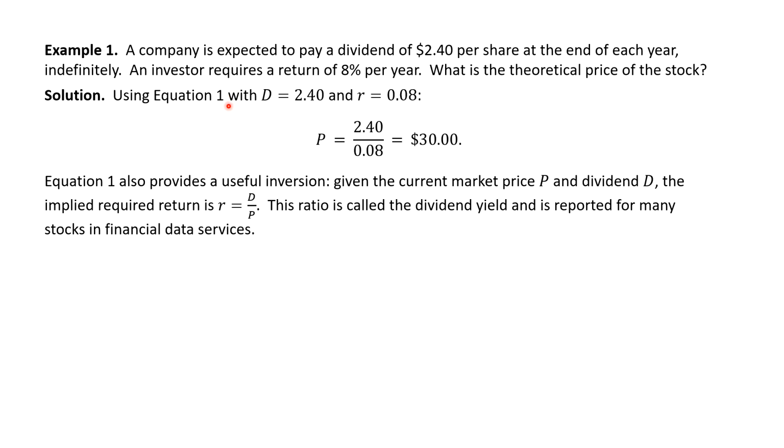So we can use our formula, equation 1 from the previous slide, and we just plug in the required rate here, r, and then the dividend amount. And we see that the stock price of $30 is sort of the break-even point. So for the investor, the idea is that they can make 8% with some other investment of similar risk. But if the stock looks better, then they might buy the stock.